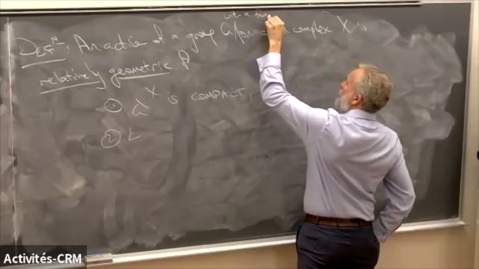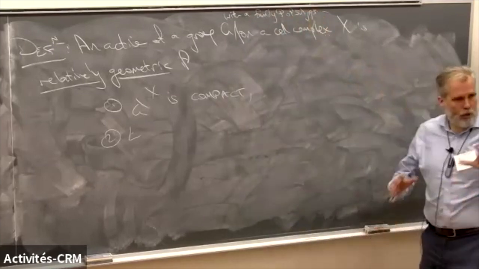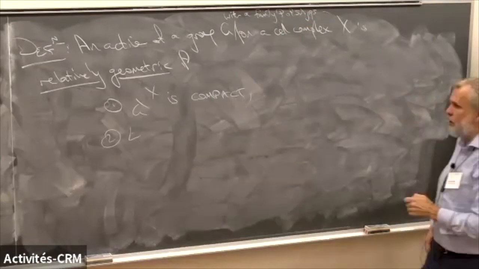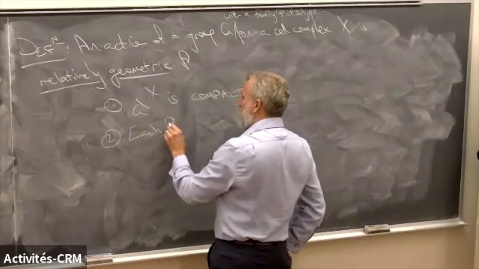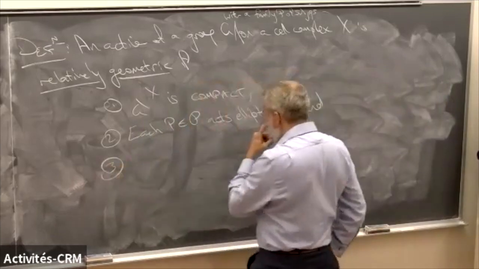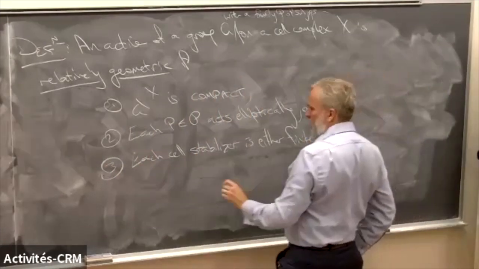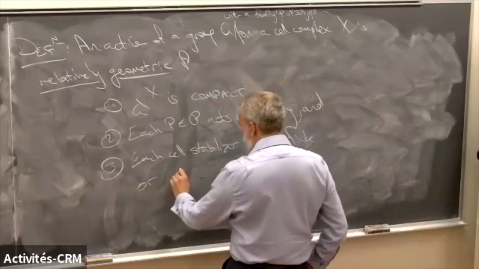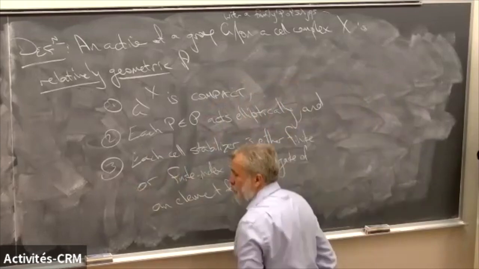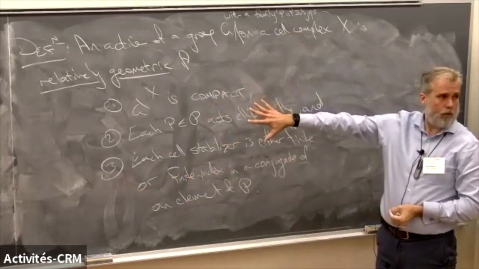With a family P of subgroups. So this is a condition on a group and a family of subgroups, just like in the relatively hyperbolic setting. So it's a relative condition. Second, each P in P acts elliptically. And third, each cell stabilizer is either finite or finite index in a conjugate of an element of P. So if you took the empty family, then this would just be saying a geometric action.